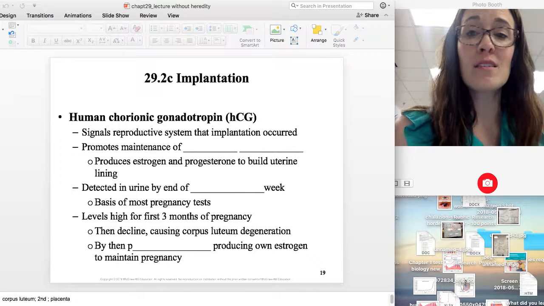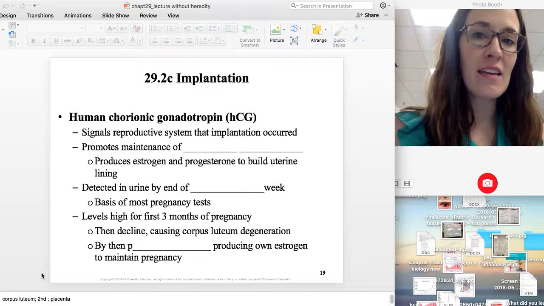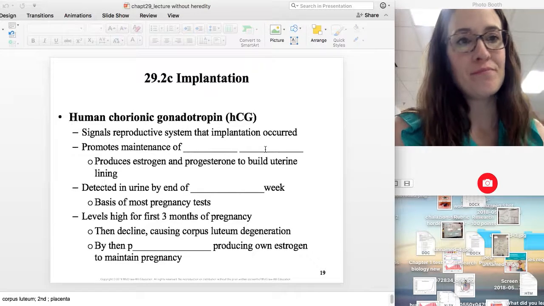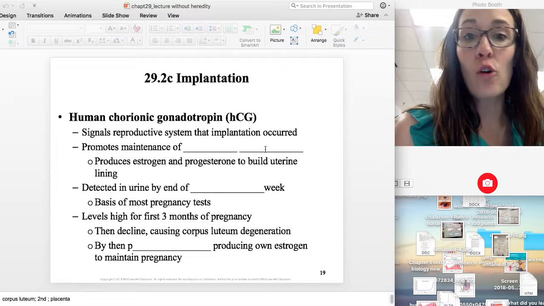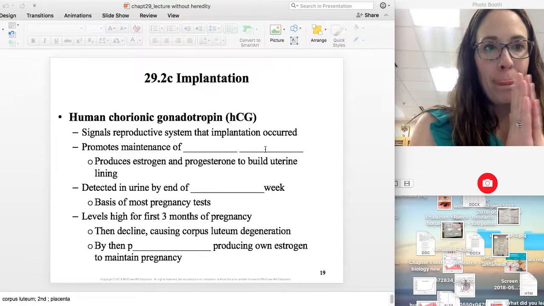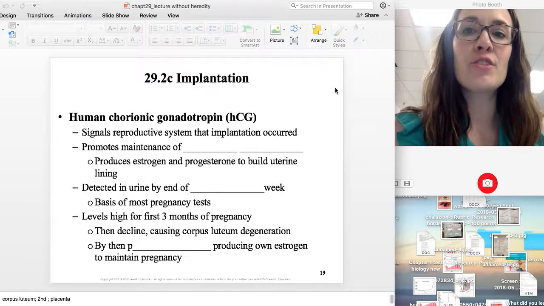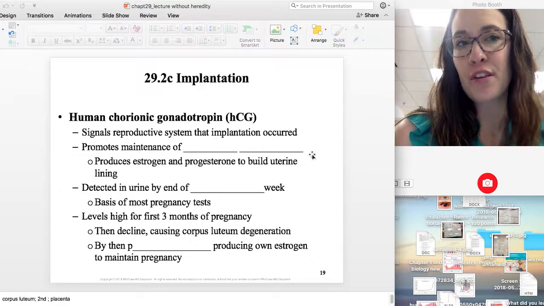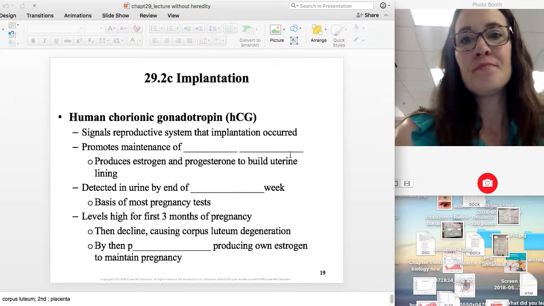This hormone needs to be high in the beginning of pregnancy because it's going to maintain, here's your word, corpus luteum. That corpus luteum needs to be there at the beginning of pregnancy to release estrogen and progesterone. Remember, those keep the uterine lining thick.